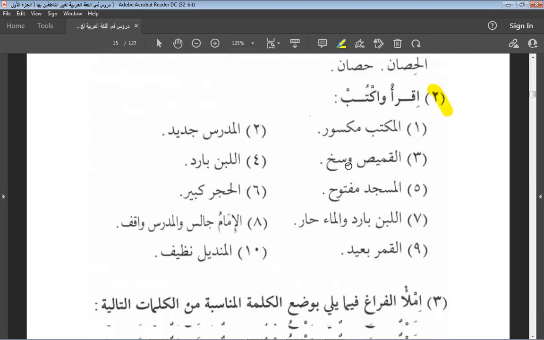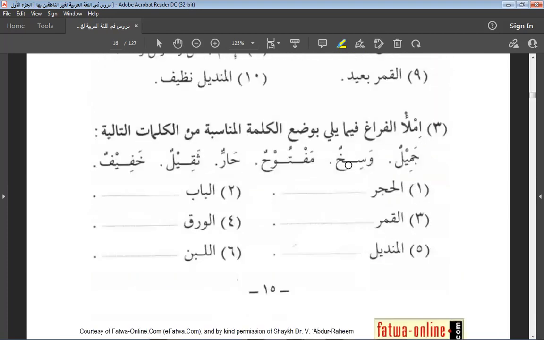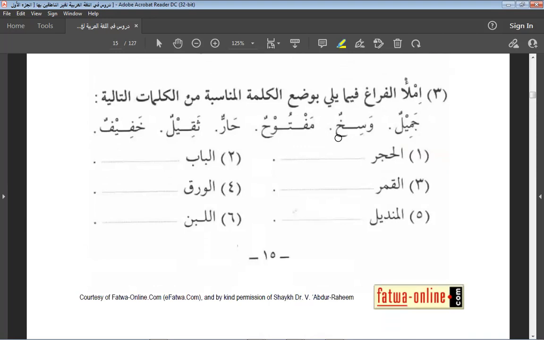Now we come to this particular tamreen exercise. If you see tamreen, tadrib, tatbik, everywhere in any book, it means assignment, exercise, or practice. Okay, we have imla, the manner of filling, F-I-L-L. Al-farag, empty space. Imla al-farag, fill the empty spaces.